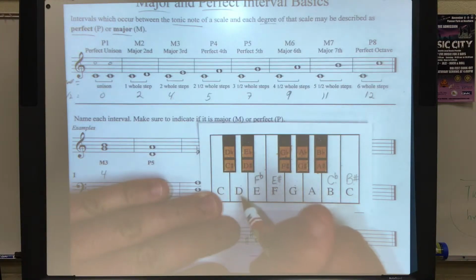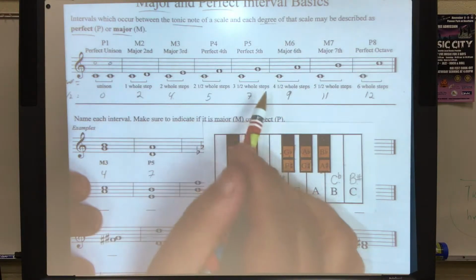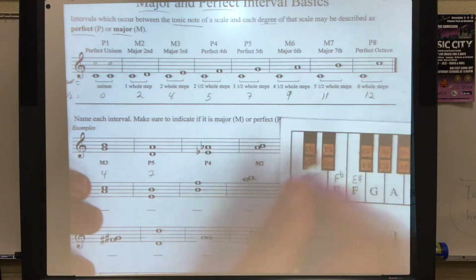We start at D, that's 0. Go up 1, 2, 3, 4, 5, 6, 7. Up to A, 7 half steps. And we see up here that 7 half steps is a perfect fifth. Okay?